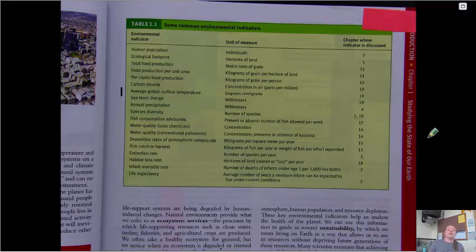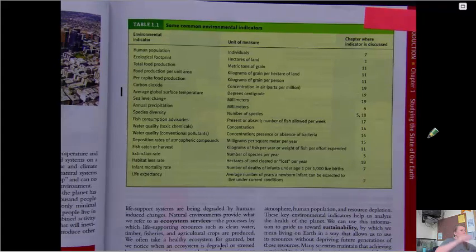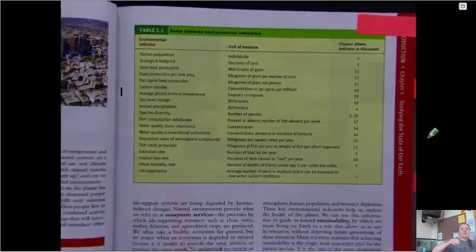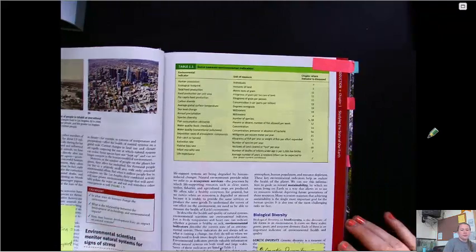The human population, again, if we're able to support more humans on the planet, we'll probably have a healthier environment, to a point though. All right, one of the big ones is species diversity, so the number of species on Earth. So we talk about that in chapter 5 and 18. So we'll come back to that in a little bit. Okay, zoom back out here.